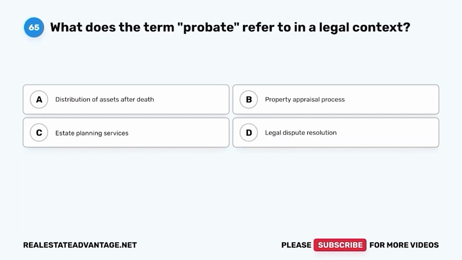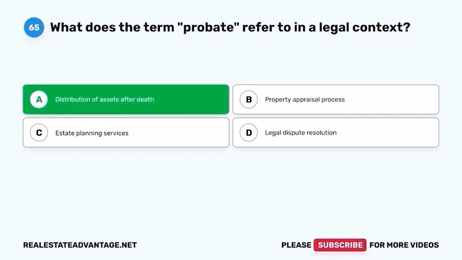Question 65. What does the term probate refer to in a legal context? A. Distribution of assets after death. B. Property appraisal process. C. Estate planning services. D. Legal dispute resolution. The correct answer is A. Distribution of assets after death.